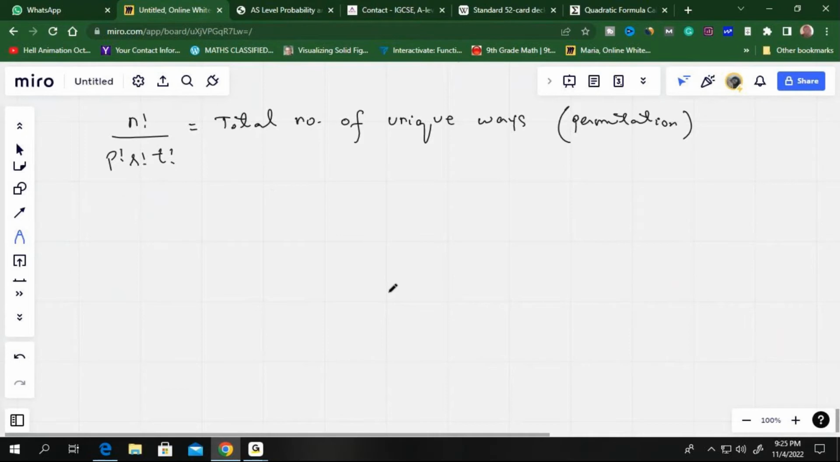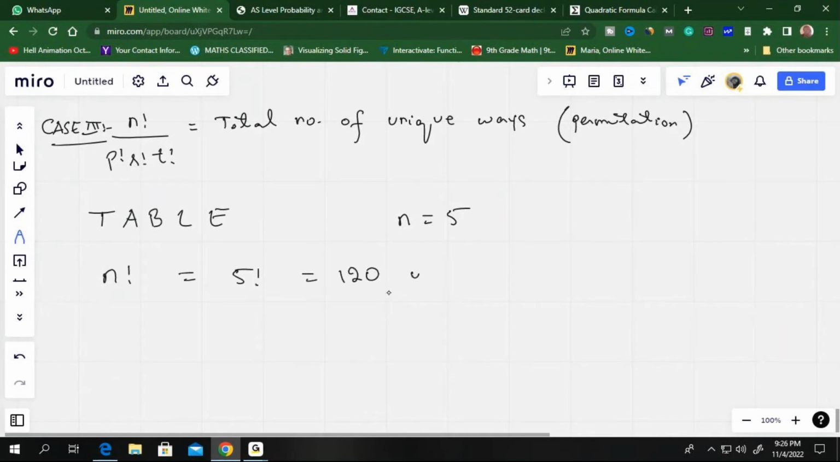N is actually representing the objects, which are not all distinct. All of the letters over here are unique. None of them are getting repeated. So n is 1, 2, 3, 4, 5. Here p is 1, r is 1, t is 1, so there is no need to represent them in the denominator. The number of ways is n factorial, which is 5 factorial, that is 120. So there are 120 ways over here.